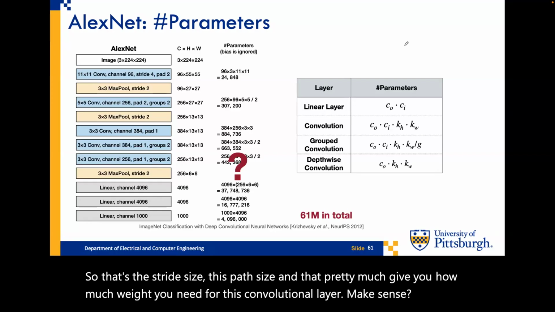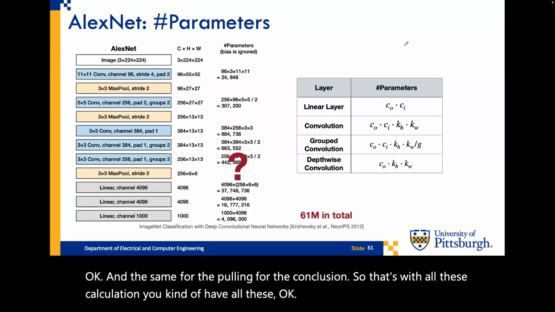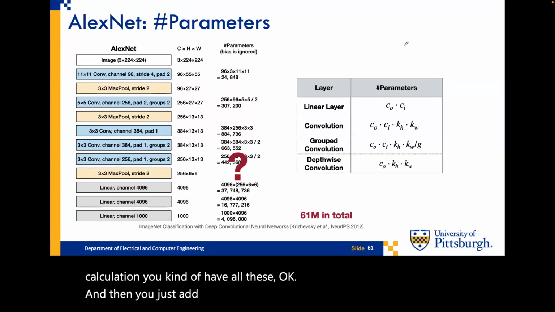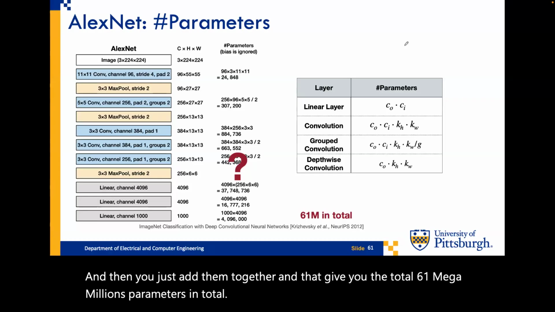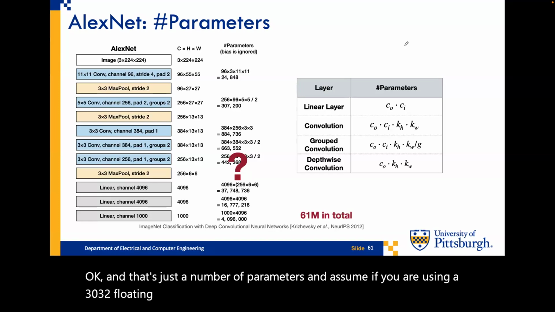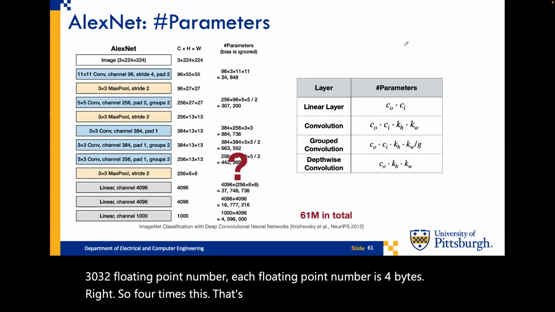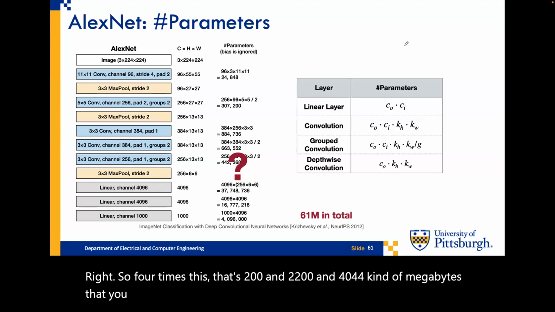Okay. And the same for the pooling, for the convolution. So with all these calculations, you kind of have all these, okay? And then you just add them together, and that gives you a total of 61 million parameters. Okay, and that's just the number of parameters. And assume you are using a 32-bit floating point number, each floating point number is 4 bytes, right? So 4 times this, that's 244 megabytes that you need to store all these weights.